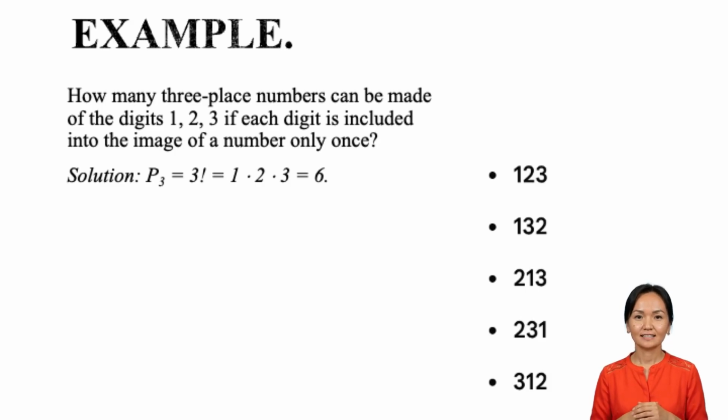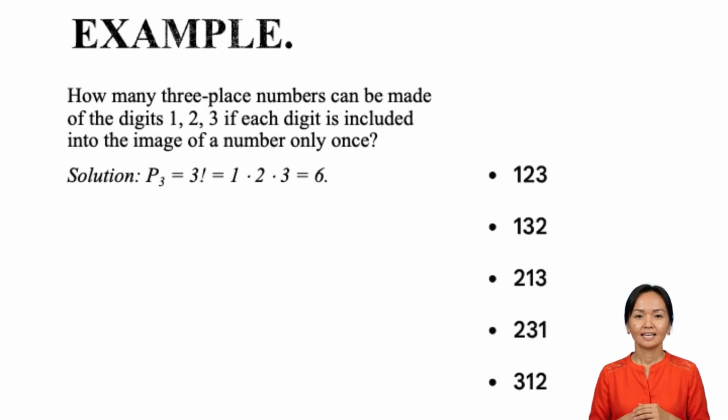Now let's actually list them out so you can see what we mean. We have 123, 132, 213, 231, 312, and finally 321. Notice that all these numbers use exactly the same 3 digits, but they're arranged in different orders. Each arrangement is unique because the order of the digits changes the value of the number. This is the essence of permutations.